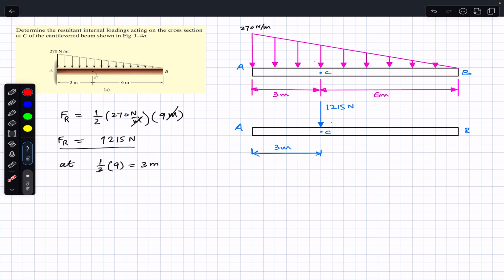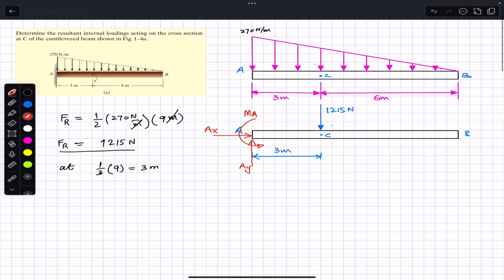So now this is the free body diagram, and at A, since this beam is fixed at A, we will have an X reaction, we will have a Y reaction, and we will have the moment at A as well in the counterclockwise direction. So now to find the reactions, to find AX and AY, we have to apply the equilibrium conditions, right? So first we will write reactions.